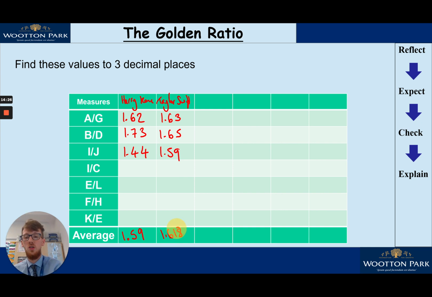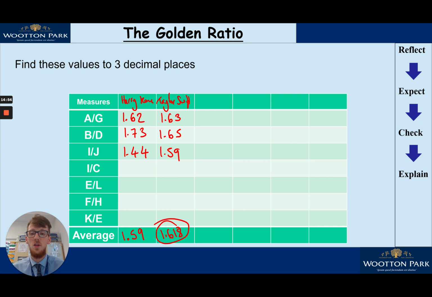Okay, and what that shows is, what we should see is that the closer we are to that number, all these numbers should be close to 1.6. And the closer we are to that number, the more golden and proportionate we are, so the better looking we are. So if you do this for yourself, for any celebrities, your mum, your dad, your brother, your sister, whoever you like, and find that golden ratio.